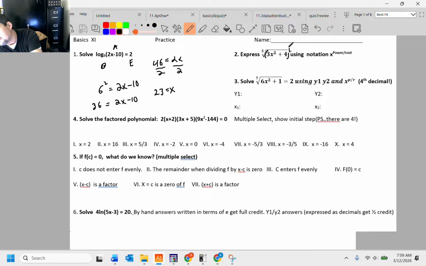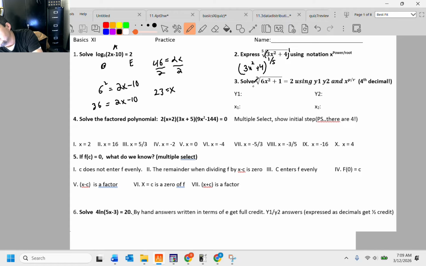Think about everything inside being to the first power. And then we're going to use power over root. So we're going to have 3x squared plus 4. The power is 1 sitting over the root of 5. Get that down. Like, this is how you cheat the TI-84 with radicals. That's how you do it.